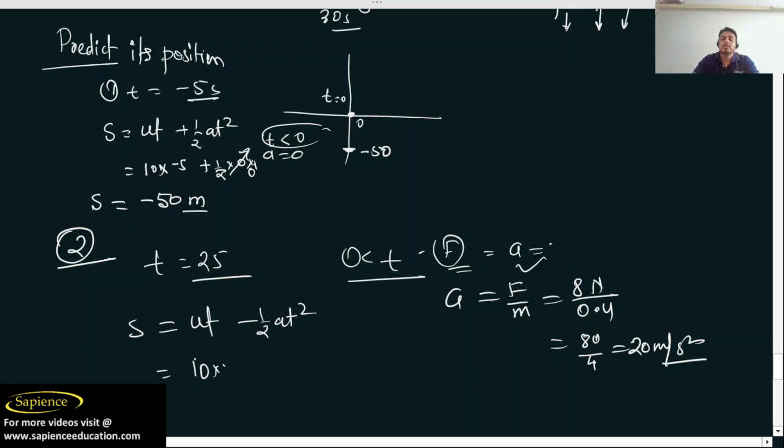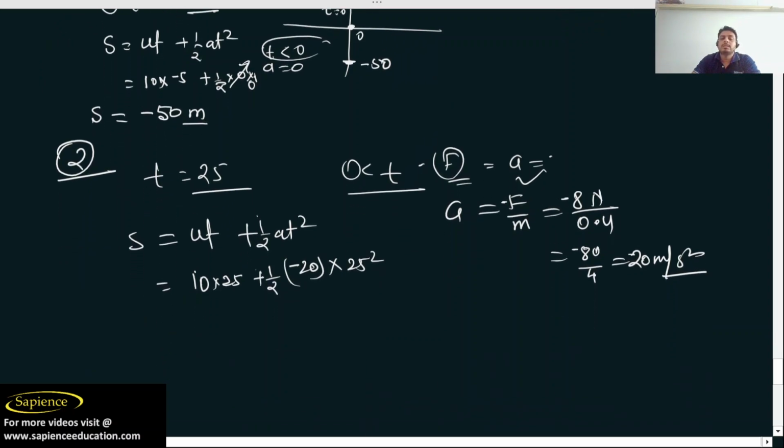into time, which is how much? 25 minus 1 by 2. Why am I taking minus? Because the force is acting in the negative direction, so acceleration will be negative. Acceleration will be minus 20 meter per second square. So acceleration is negative, retardation, that is minus 20 into 25 whole square.